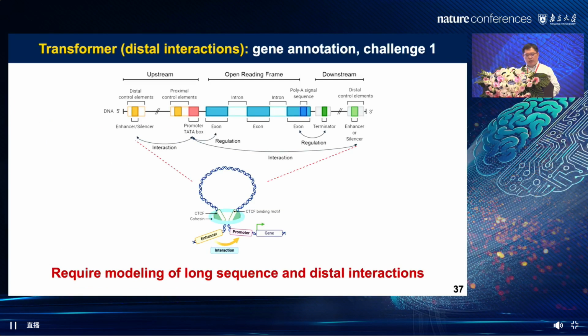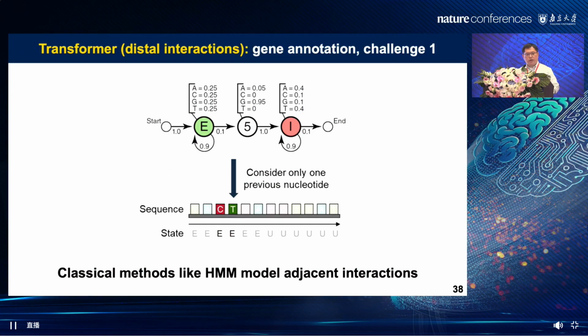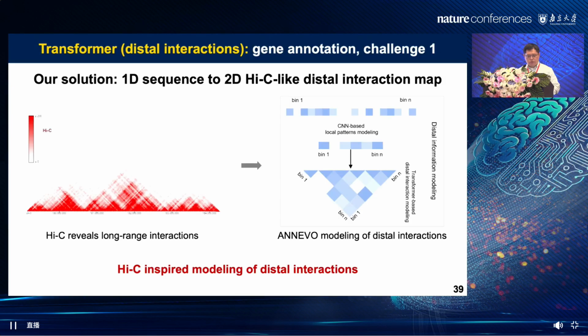The first thing we have to tackle is to model DNA. To understand gene coding, we really have to model the long distances and also the distal interactions. What is currently in the field is the hidden Markov model, and this only models adjacent bases, the base before and the base after. It isn't really able to model very long distance interactions. So we used Hi-C inspired modeling.